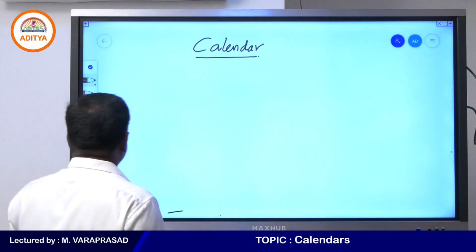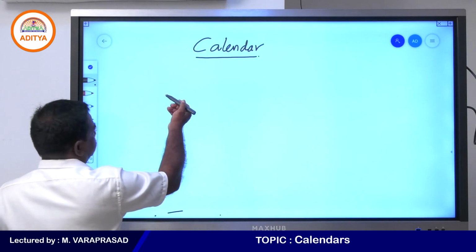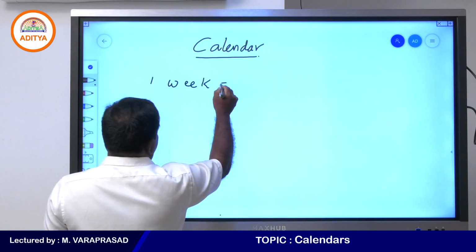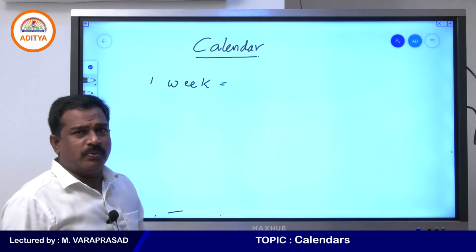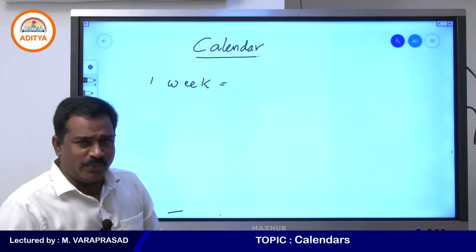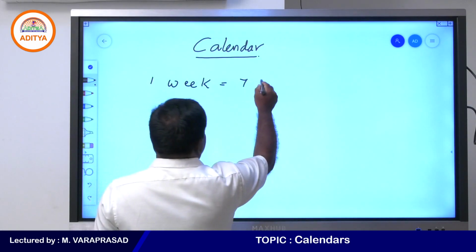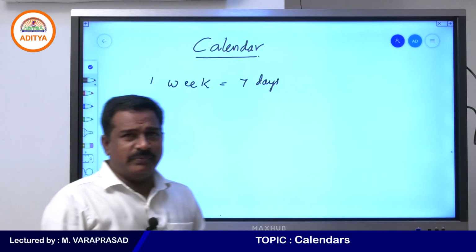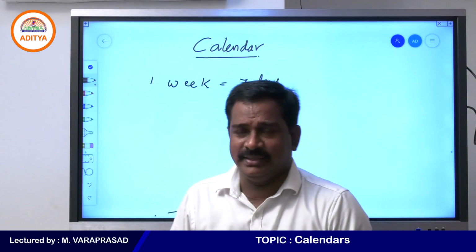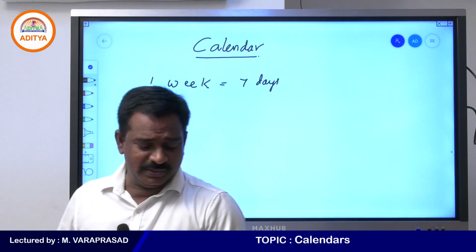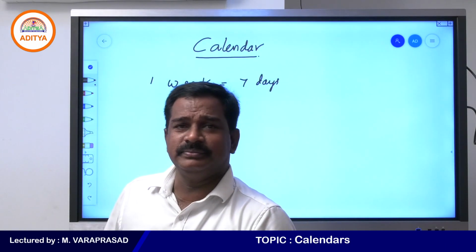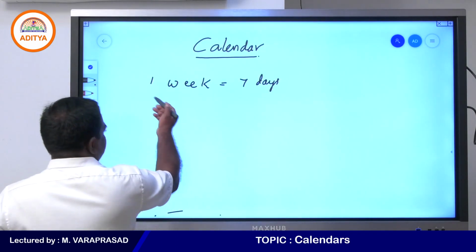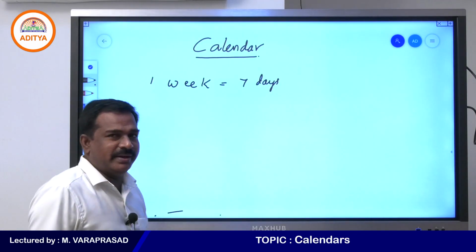See once here. Up to now, everybody knows that 1 week means 7 days. I am telling you, 1 week means 7 days. Yes my students, is it correct? 1 week means 7 days only, yeah? Everybody knows that 1 week means 7 days.